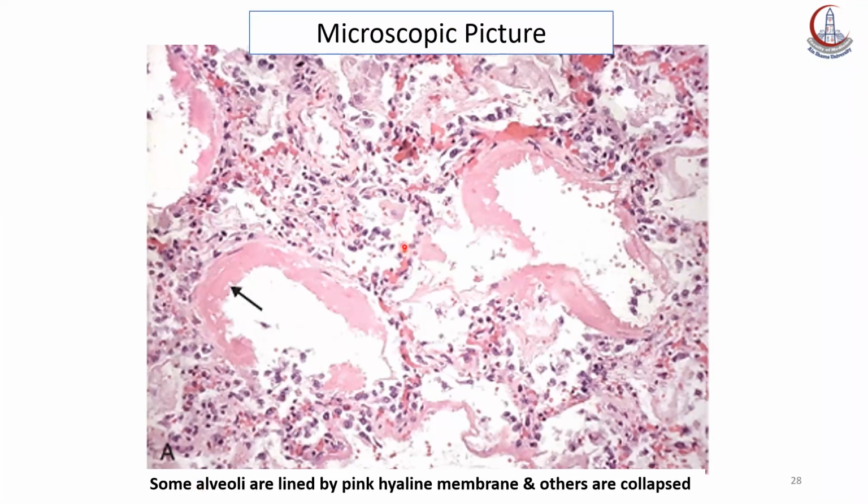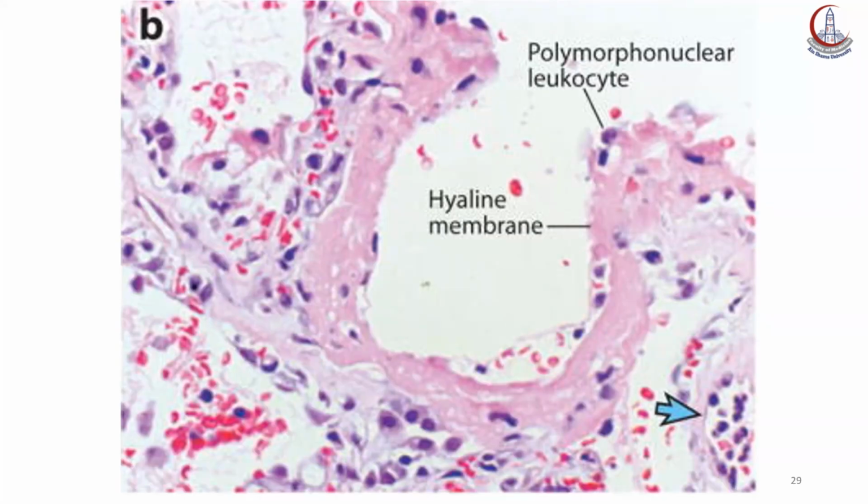This photo shows a microscopic picture in a case of acute respiratory distress syndrome. Some alveoli are collapsed, others are lined by the characteristic hyaline membrane, and this is the pink hyaline membrane. High power shows the lining of the alveolus, which is the hyaline membrane, pink in color.